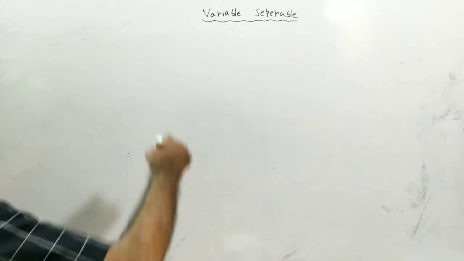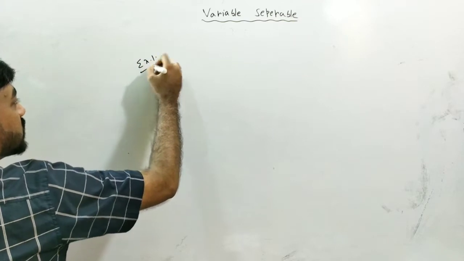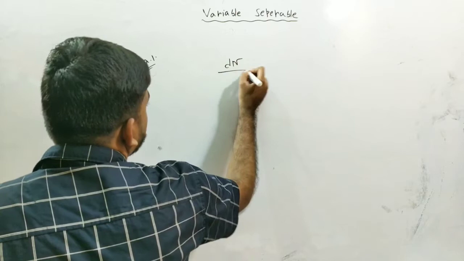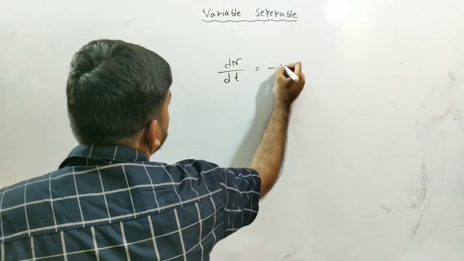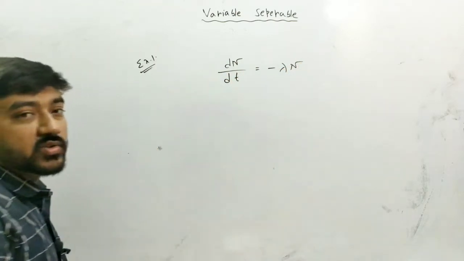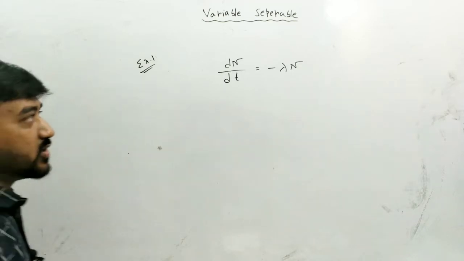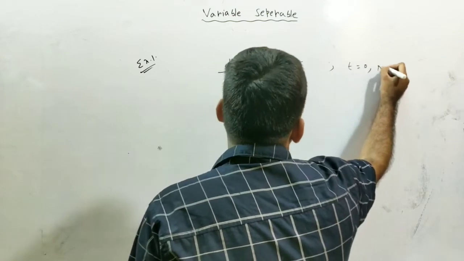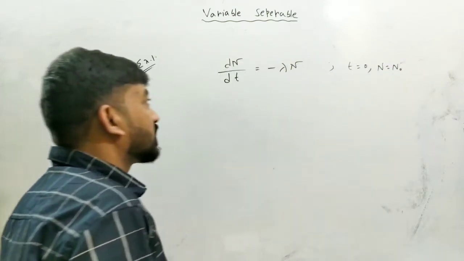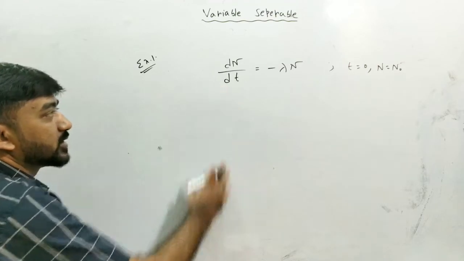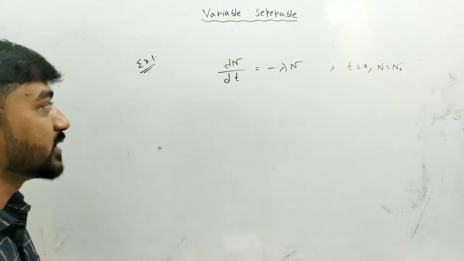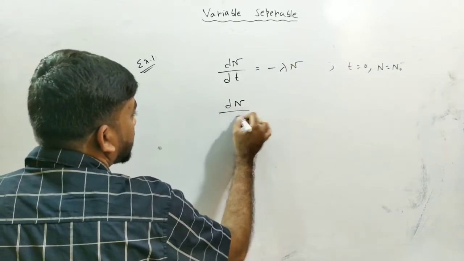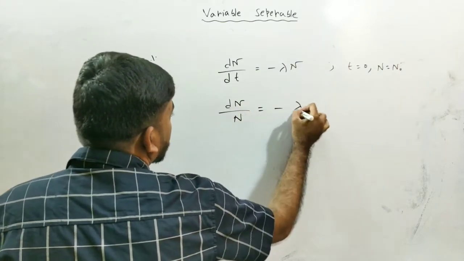Let me solve this problem first. Take this as example 1. You know that the rate of decay, that is dN upon dt, is equal to minus lambda N. This is your radioactive decay equation, and at t is equal to 0, I can assume that N is nothing but N0. If you want to solve this equation, you have to separate N and t, because here the variables are N and t. So you can write dN upon N is equal to minus lambda into dt.